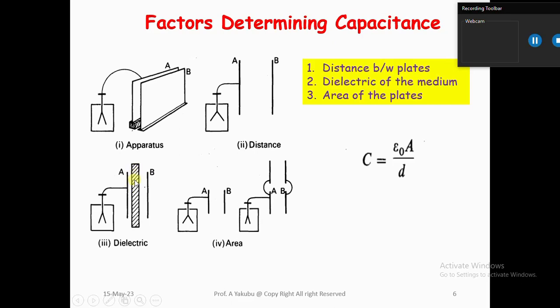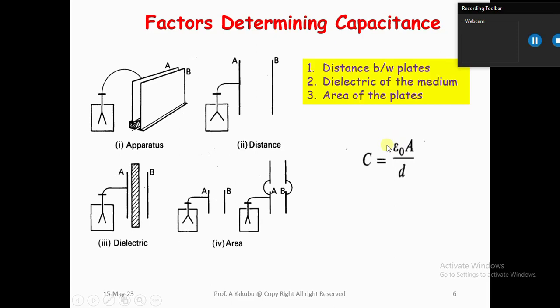It could be solid, it could be liquid, remember. Then the area between the plates. So these are the three main factors that affect the capacitance of a capacitor: the distance between the plates, the dielectric of the medium, and the area of the plate. The capacitance is directly proportional to the area of the plate and inversely proportional to the distance between the plates.